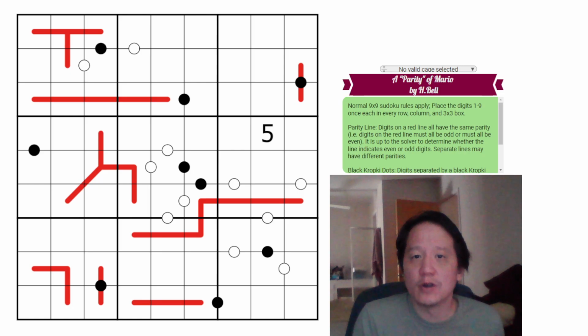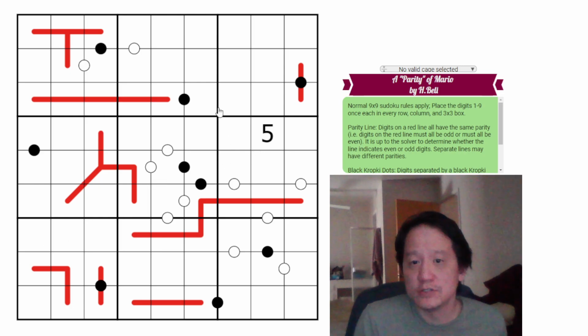In the month of October, I'm going to be uploading 2 videos every day. One of the very easy to easy difficulty level and one of an average, hard, or very hard difficulty level. And this is today's very easy puzzle. Today's puzzle is called A Parity of Mario by H. Bell. And here are the rules.